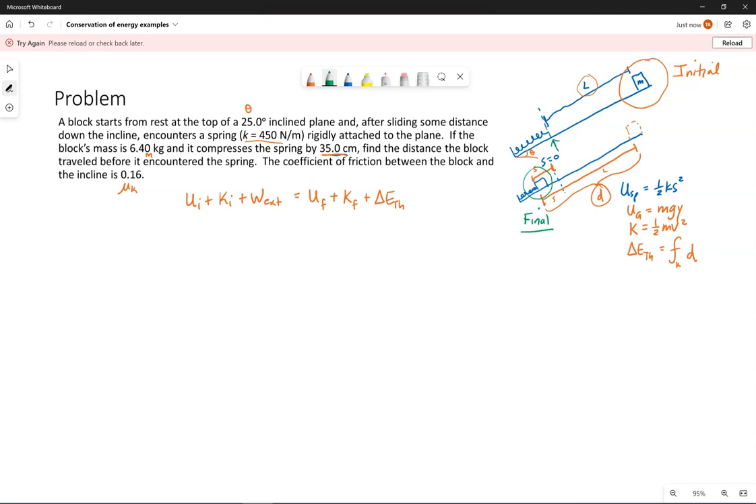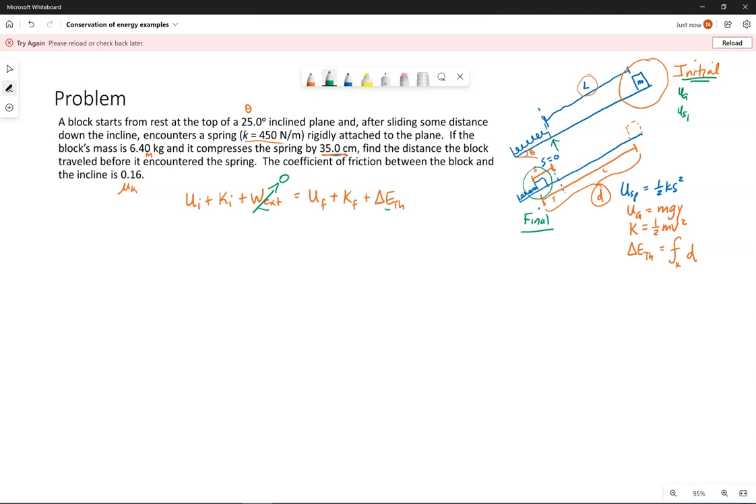It's one of the wonderful things about energy, we can just look at initial and final as long as we're accounting for any external work done during the process and any thermal energy generated in the process. So no external work, because we don't have any force outside of friction, gravity, spring that's responsible for changing the energy in the system. So let's talk about energy initially.